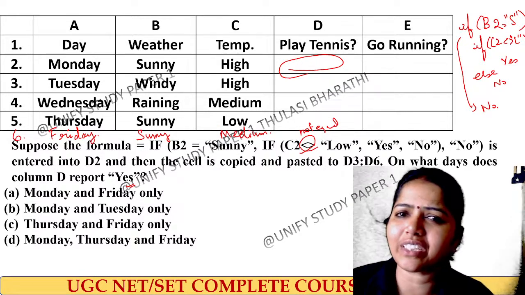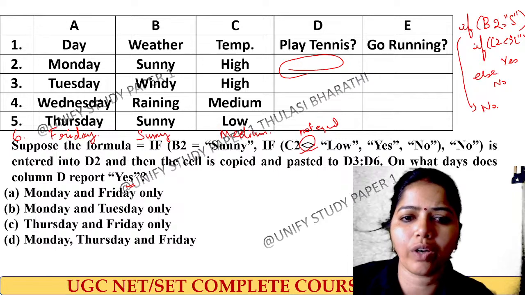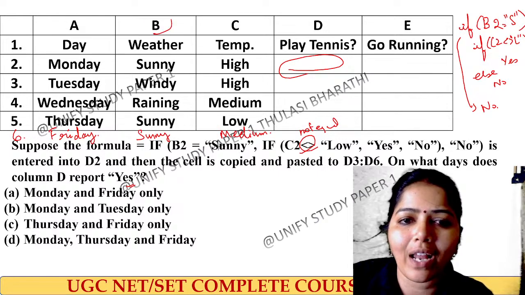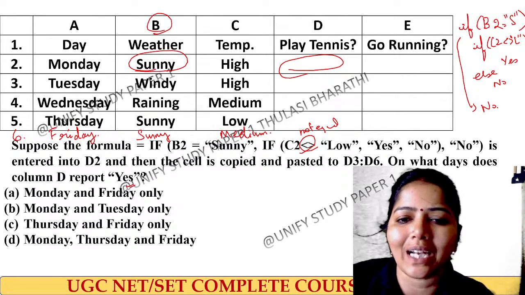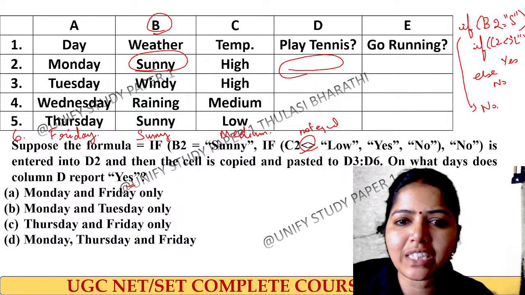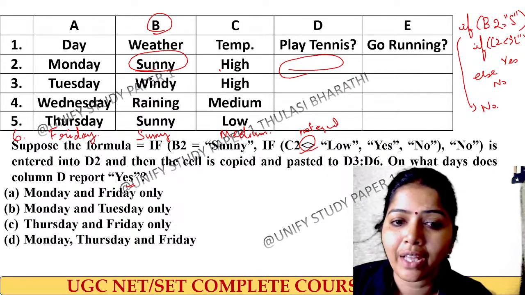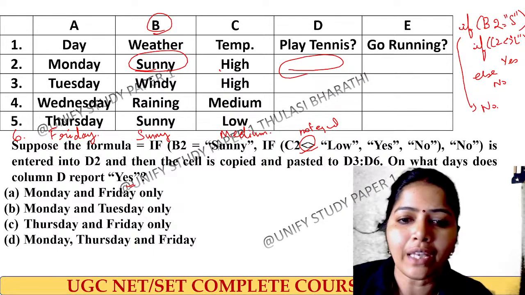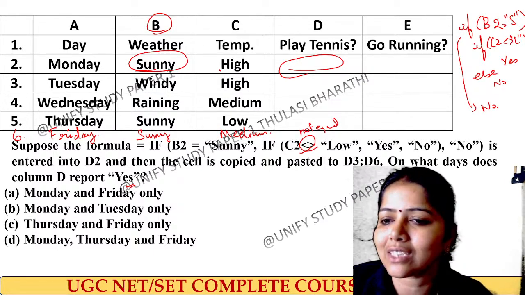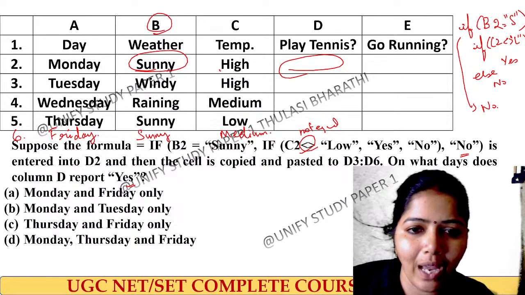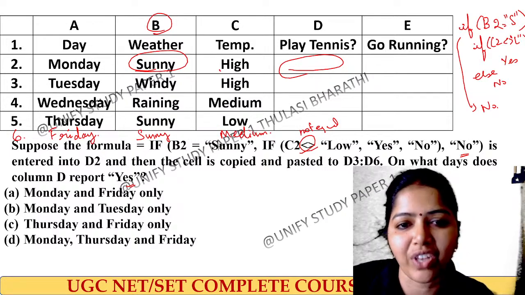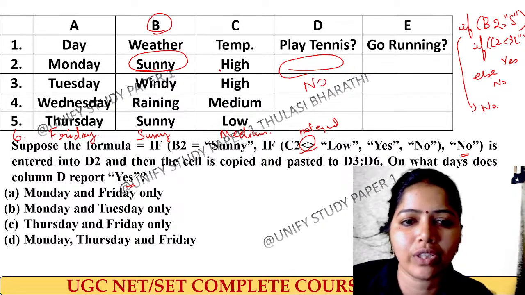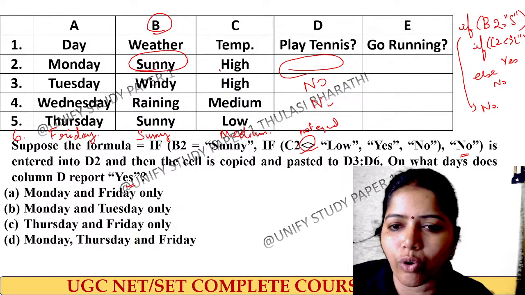Yes, actually there is no need to do too many things. What we have to check, the B2 value is what? B2 value is sunny and the C2 value is high here. What is the condition given? If the B2 value is sunny, then go and check the C2 value. If the B2 value is not sunny, just go and give no. So wherever we don't have sunny, we can simply give no. Here we can give no, here we can give no, right?